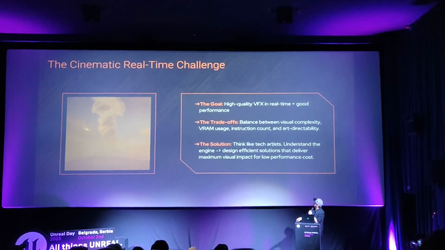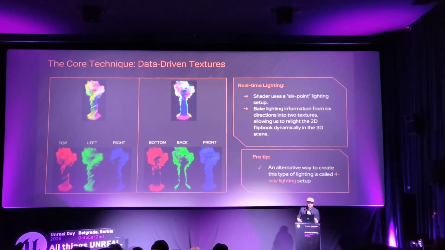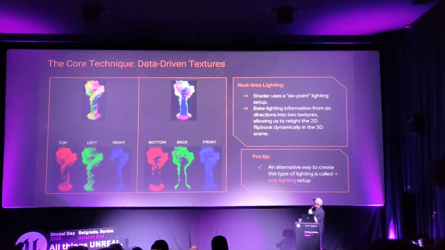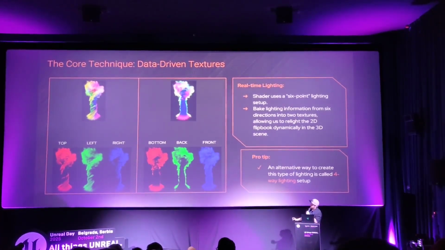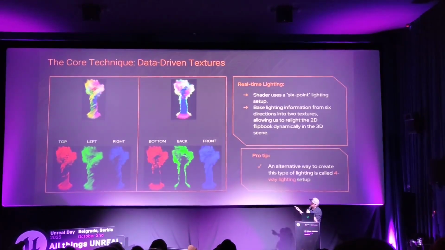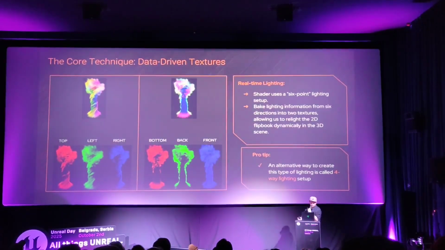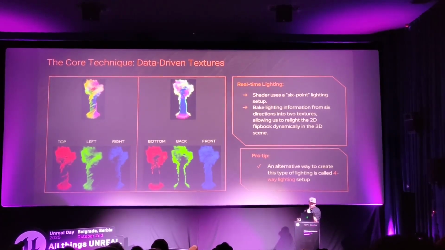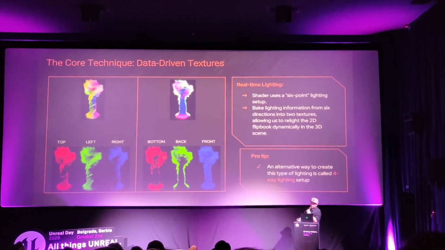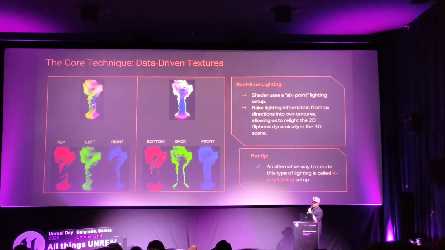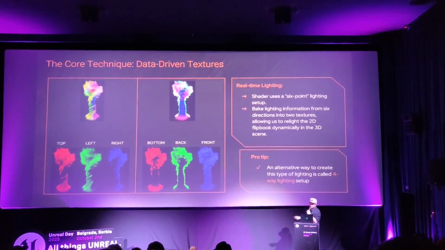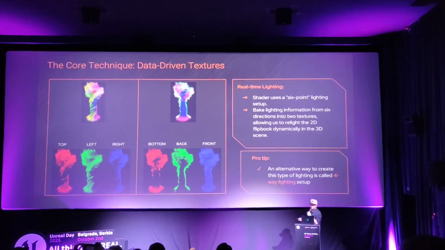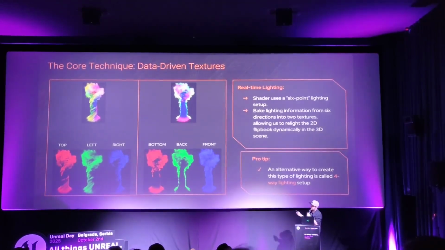Did I just press that? Yeah. So, this is the breakdown of a sample texture that we will be talking about in much more detail. Most of the textures that the effect uses will be data-driven textures, meaning they provide information to the shader instead of just colors. The effect's primary way of lighting is a set of baked light directions, which is called 6-point lighting.